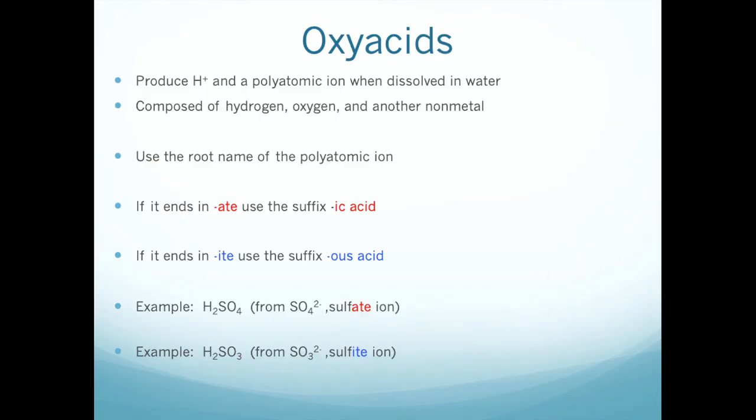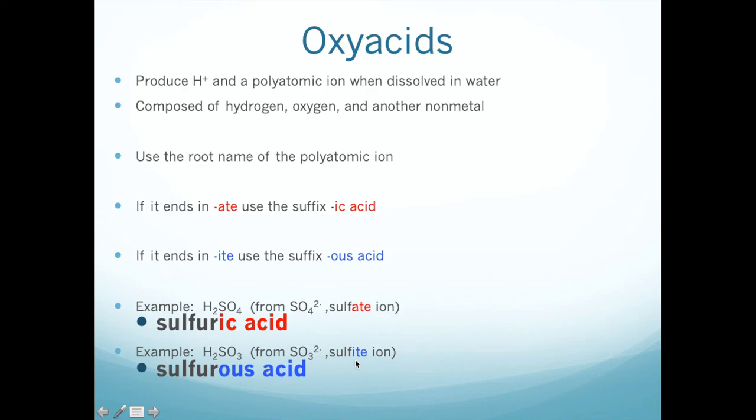Okay, so here are examples. So here we have H2SO4. SO4 2 minus, remember, is sulfate. So H2SO4 is sulfuric acid. All right. Likewise, H2SO3 is called sulfurous acid because SO3 2 minus is the sulfite ion.